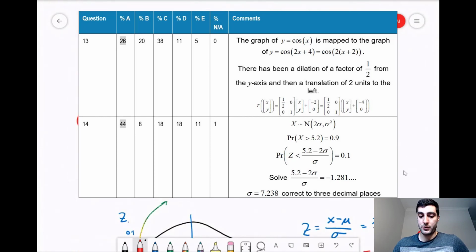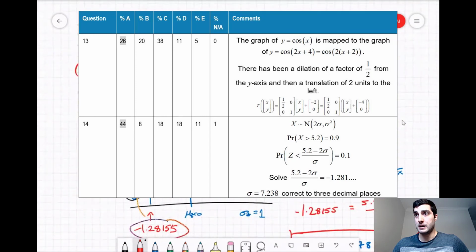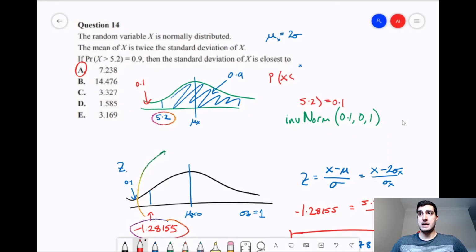To question 14. So question 14, 44% answered correctly, so a bit better. However, still, less than half, so not answered very well by large. And their workings show a sort of similar approach to what we've done, maybe just a bit more concise, but I think it helps to sort of draw out what these distributions look like when solving. So hopefully these solutions have been clear enough for you guys to wrap your head around.